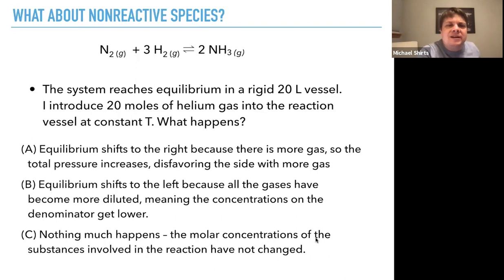Here's three possibilities. A, the equilibrium shifts to the right because there's more gas, so the total pressure increases, disfavoring the side with more gases in reactants versus products. B, no. The equilibrium shifts to the left because all the gases have become more diluted, meaning the concentrations in the denominator get lower. Or C, nothing much happens. The molar concentrations of the substances involved in the reaction have not changed. So think about that for a second. Pause.